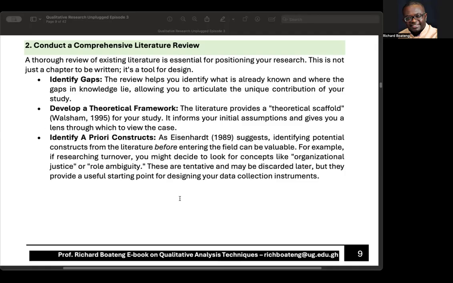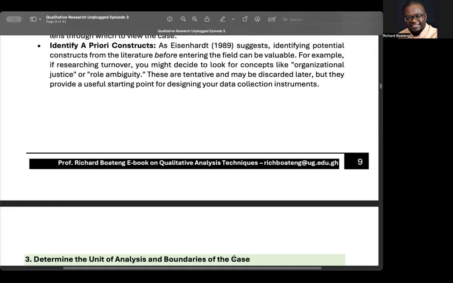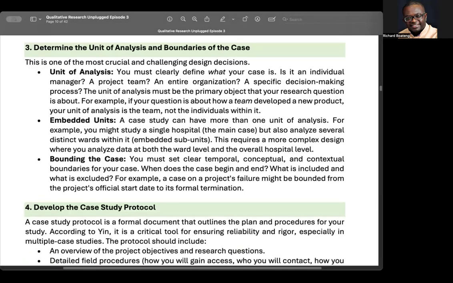Good point. Okay, step 3. Determine the unit of analysis and boundaries of the case. The guide calls this one of the most challenging decisions. Why? Because it defines exactly what you are studying. The unit of analysis is the thing your research question is primarily about. Is it an individual person, a specific team, the entire organization, a particular decision-making process? You have to be crystal clear.